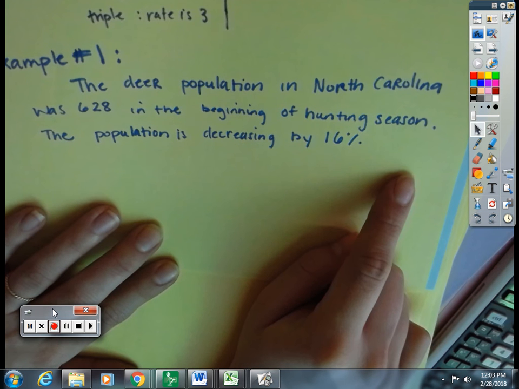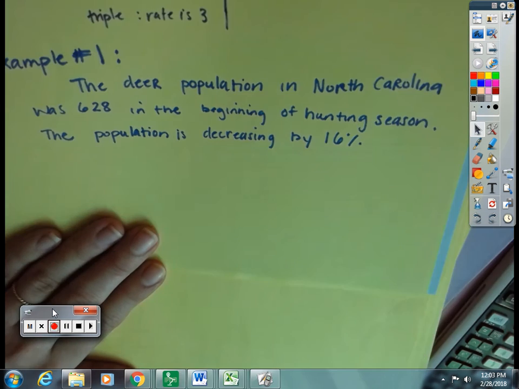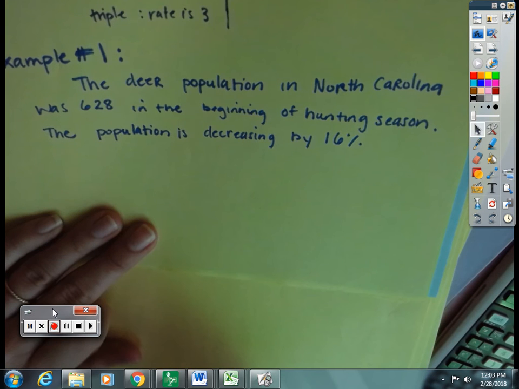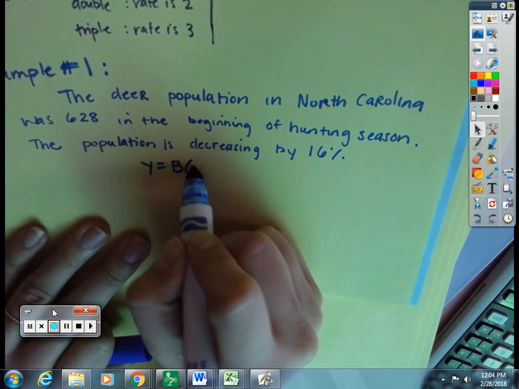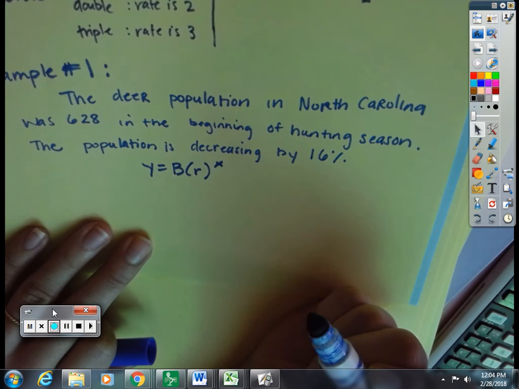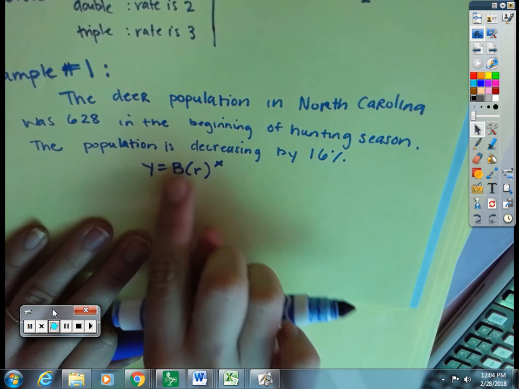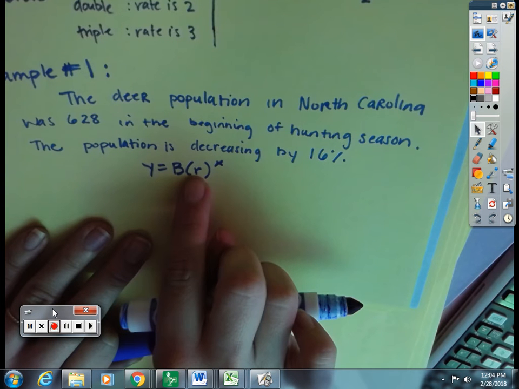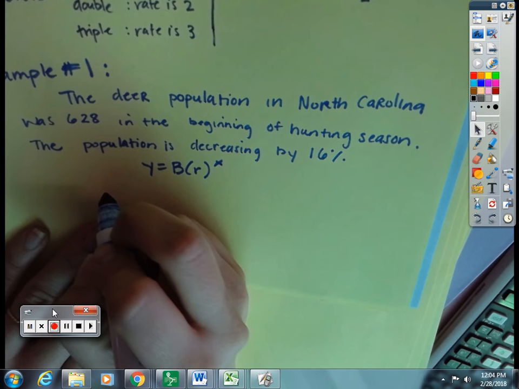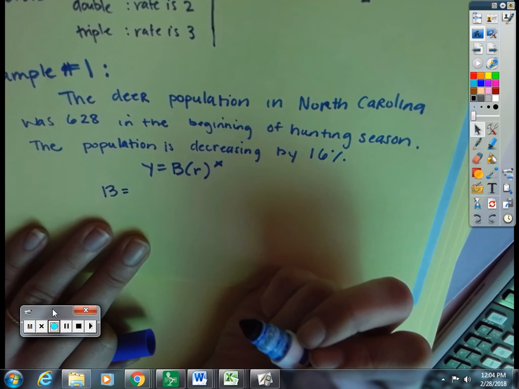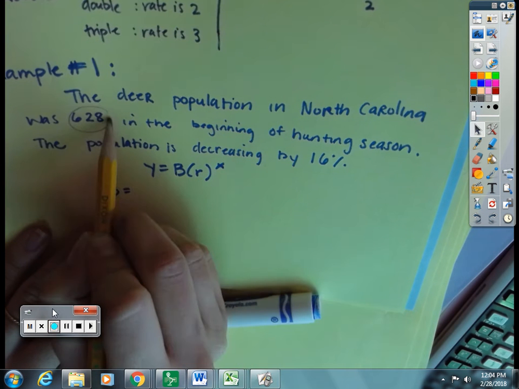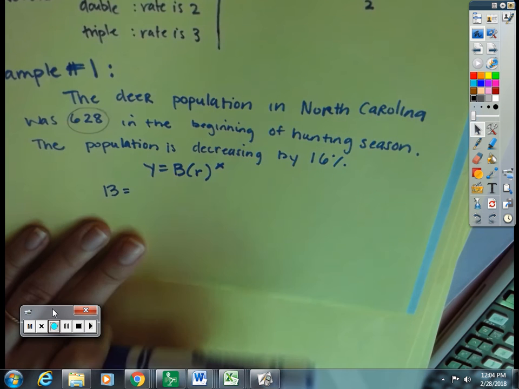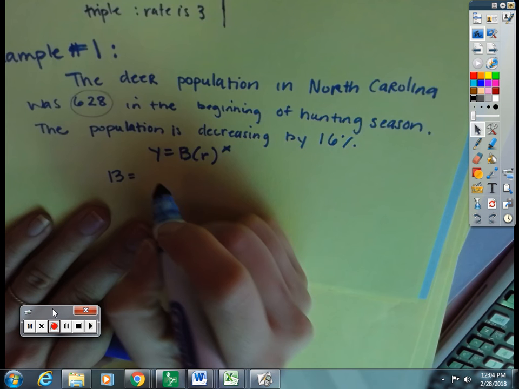So, here's what we're going to do. We're going to do two things. We always do these two things for these kinds of problems. My equation, do you remember, is y equals b parentheses r to the power of x. That's my equation. So it has two parts: my beginning and my rate. The first part is my b. So when you look at this problem, how many were there at the beginning? 628. That's my beginning, because that's how many there were at the beginning. So I write down on my paper 628.